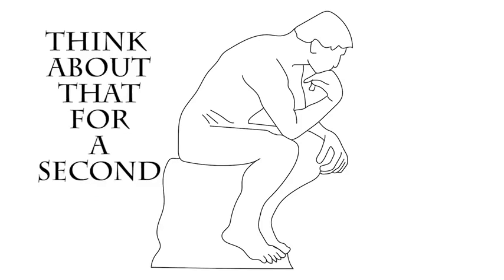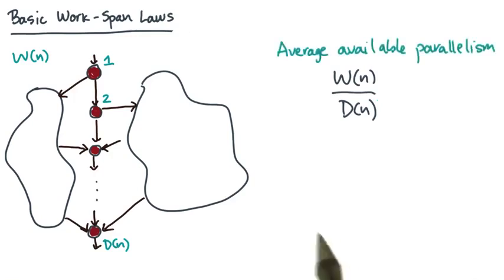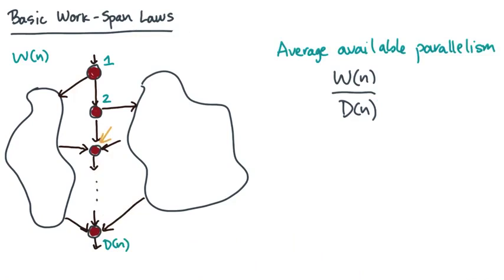So think about that for a second. At every critical path vertex, there's an average amount of work. So this ratio basically tells you the average available parallelism in the DAG. So imagine you're a critical path vertex, say this one. When that critical path vertex executes, there's going to be a bunch of work sitting around, and on average, the amount of such work is W divided by D.